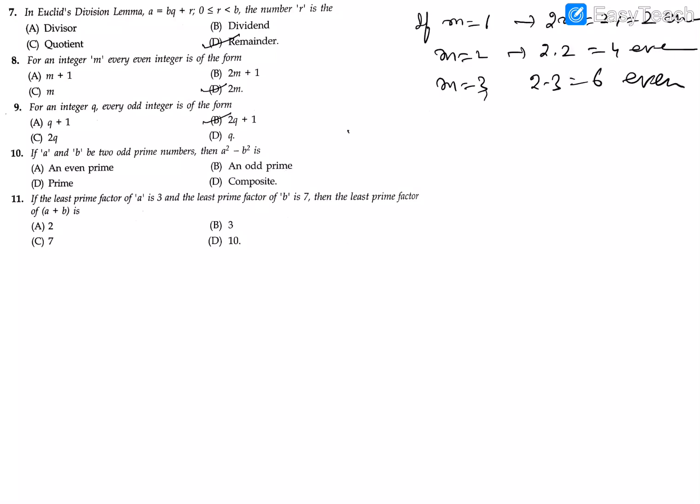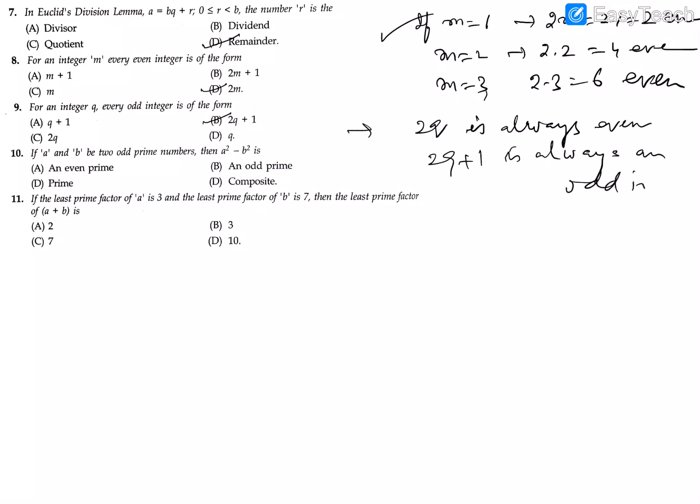For example, 2q is always even as stated here. If we add 1 to an even integer, we get an odd integer. So 2q plus 1 is always an odd integer. So option B is correct.